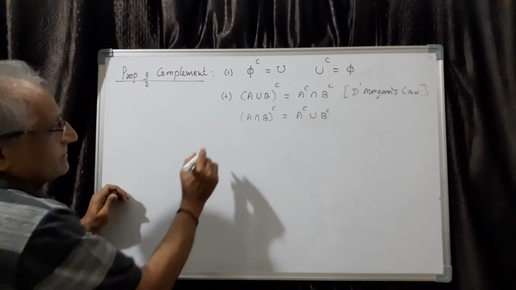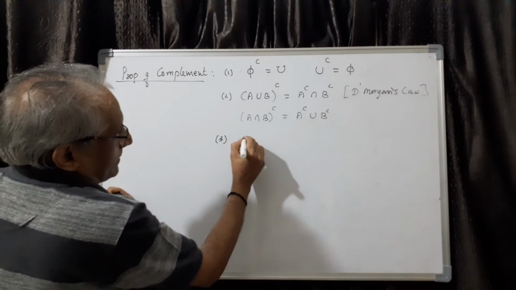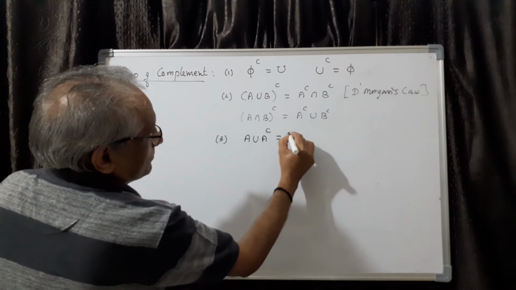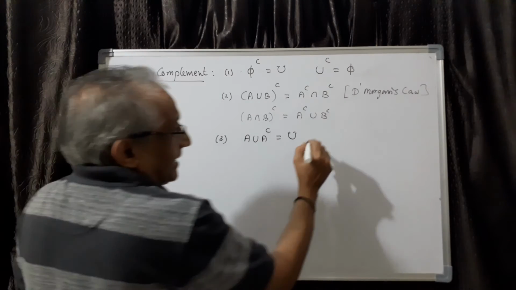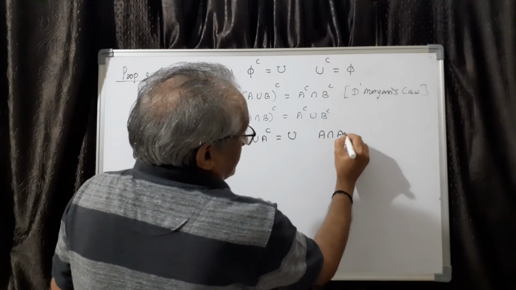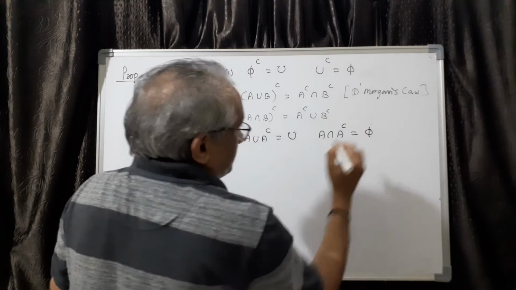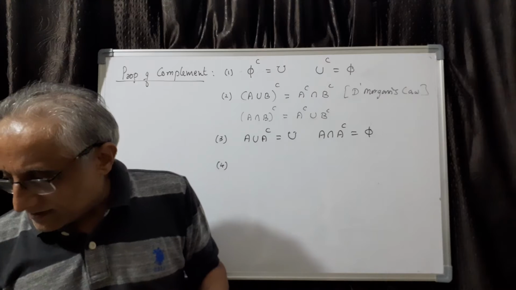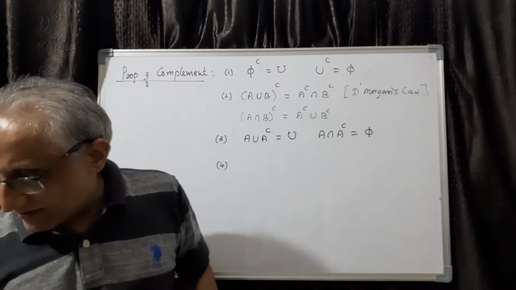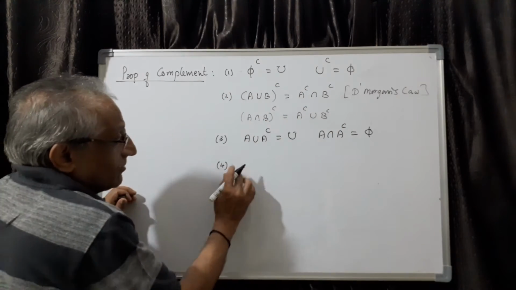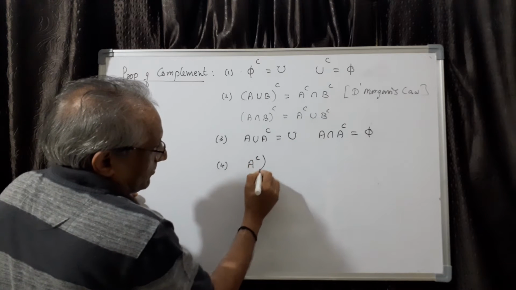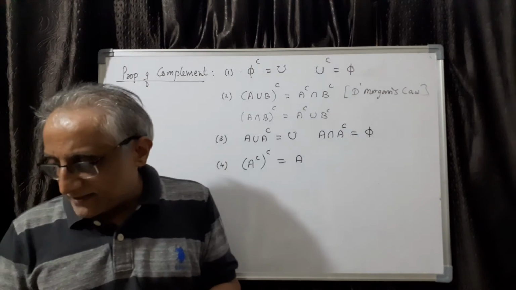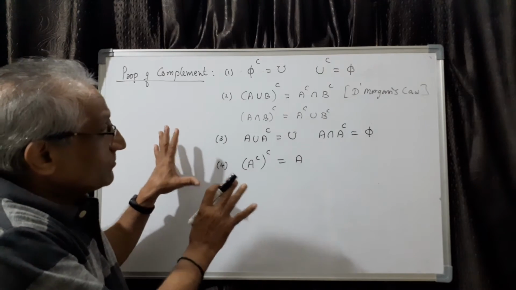And the next one, third one you can say, A union A complement is U, and A intersection A complement is pi. So this is the next law. Then, of course, this you have written already: the double complement law, A complement complement is A. So these are the four basic laws.